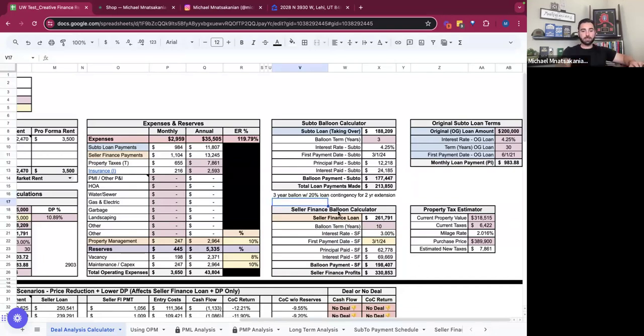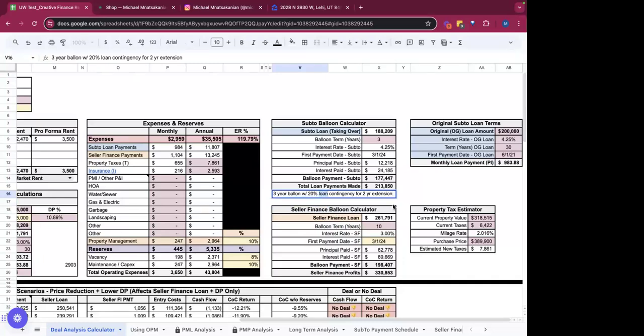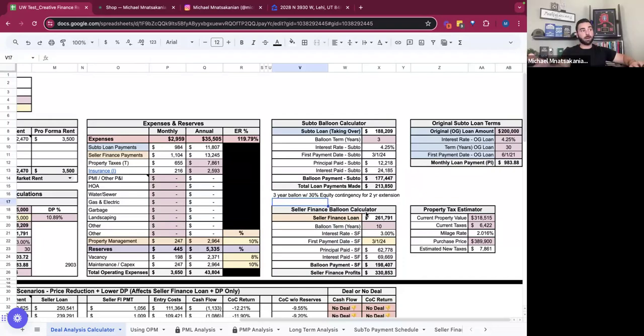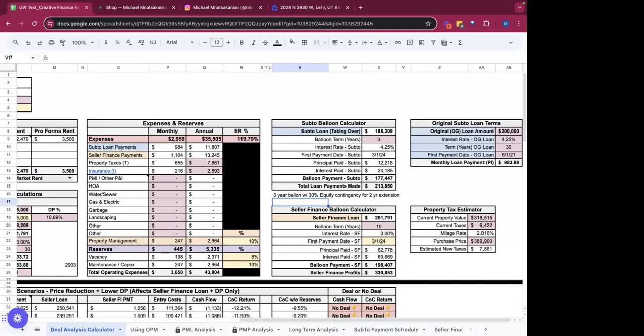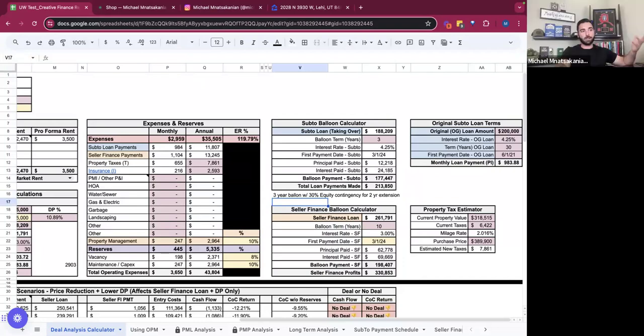Okay, so they'll extend if it's not at least 30% equity at 3 years. That's going to be a combination of your debt pay down and if it appreciates. Yeah. So, all right. Any more information they provided you?